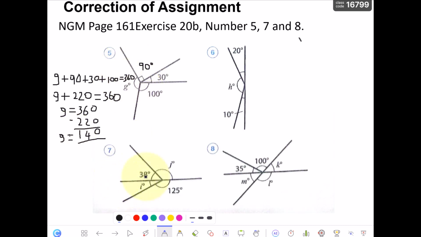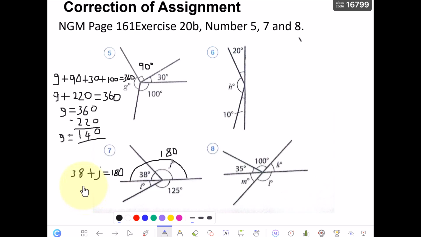Now looking at number 7, this is a straight line. So this one is easy also. The same principle, angle on a straight line gives us 180 degrees. Don't forget that. So that means 38 plus j will give us 180 degrees. So by the time you understand all this, your work will be easier for you to solve.